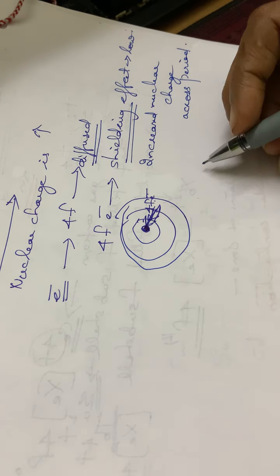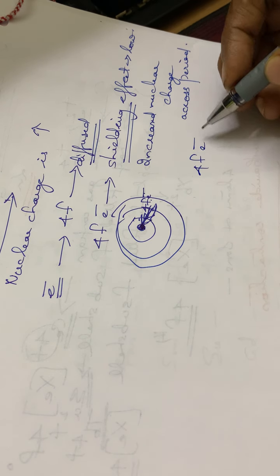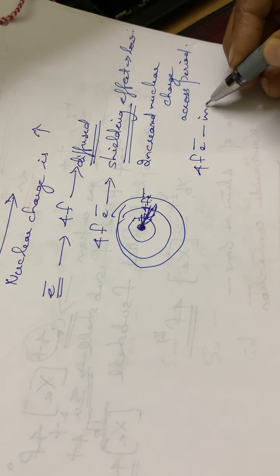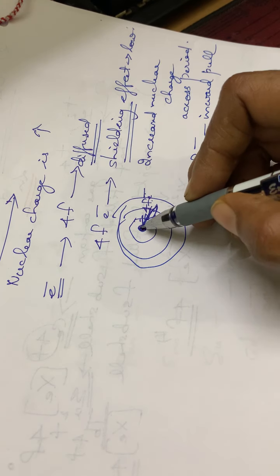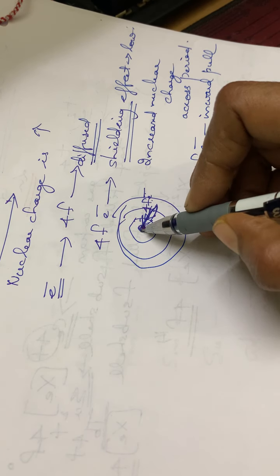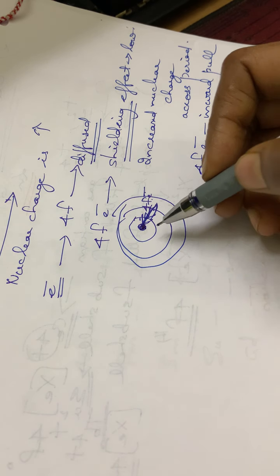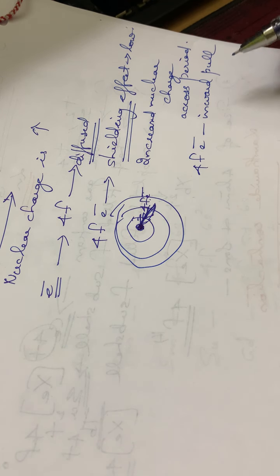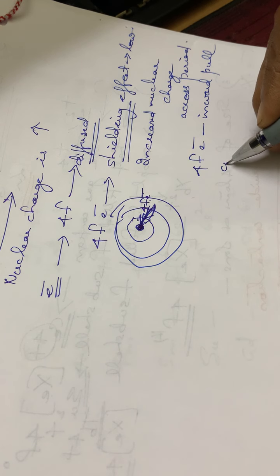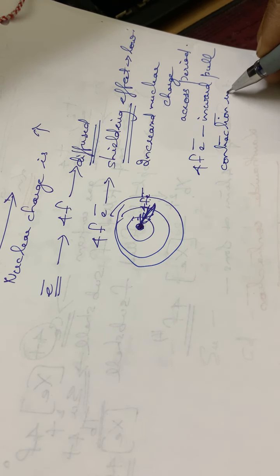As a result, the 4f electrons experience an inward pull. See, if somebody is pulling the electron towards its side, the size of the atom will decrease. As a result of this inward pull, the size of the atom decreases, and a contraction in size takes place.